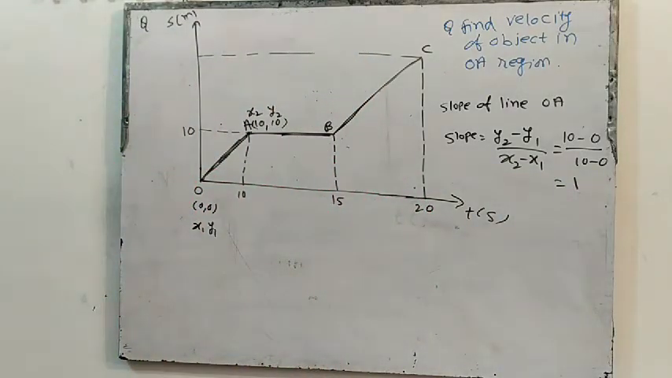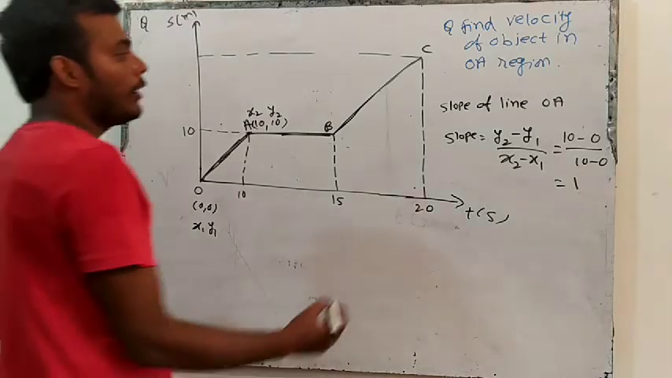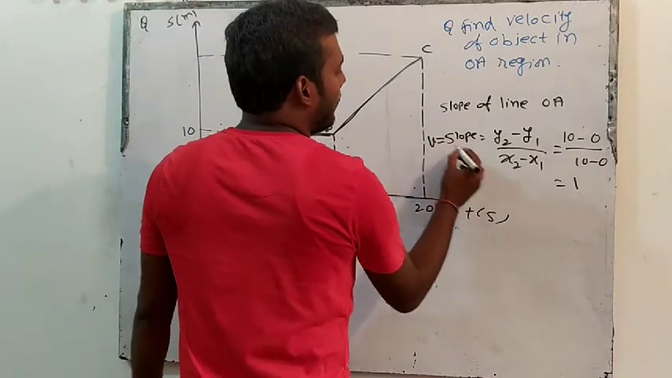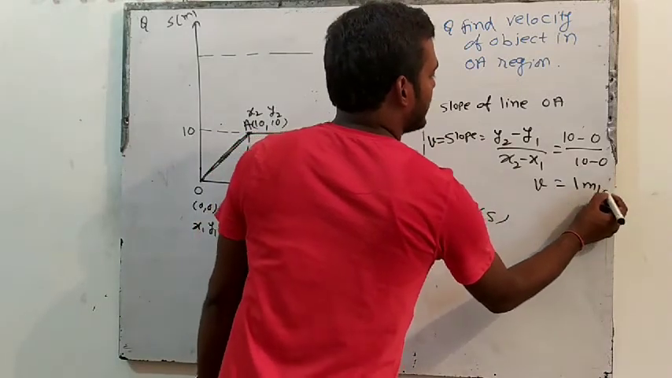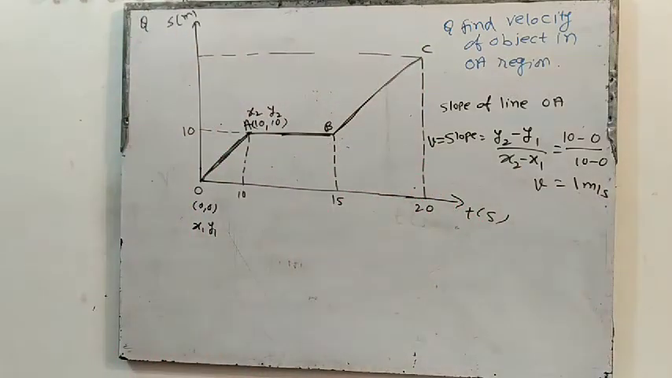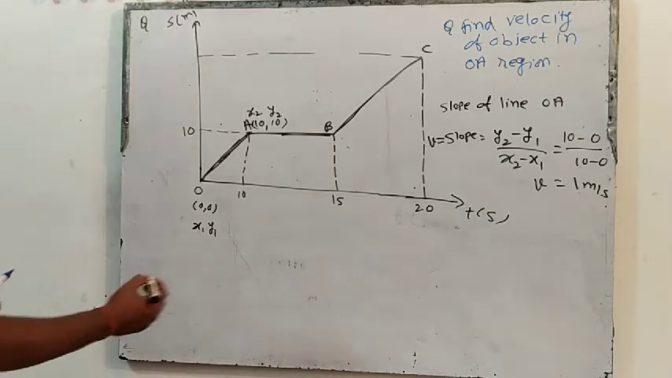And this slope will give us information about velocity. So velocity will be how much? 1 meter per second. So in the region OA, what will be the velocity of the object? 1 meter per second. Now the second question.